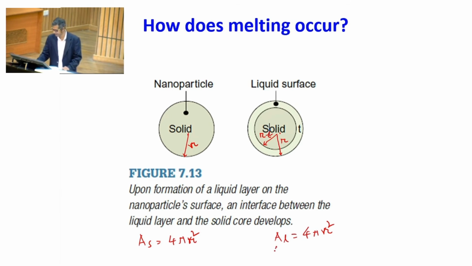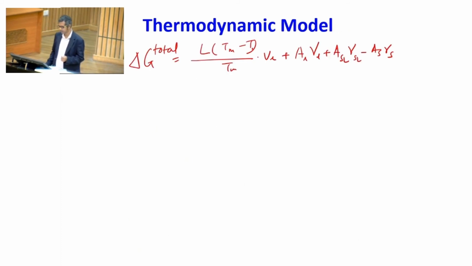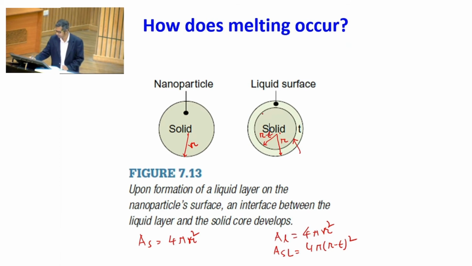So what about ASL? ASL is this surface area, so that is nothing but 4 pi (r minus t) whole square. Am I clear? Correct. So AL and AS are the same, ASL is different, correct? So you plug in all the values and this remains constant, (Tm minus T) by Tm into Bl. And what is the volume of the liquid? Volume of this liquid is what?